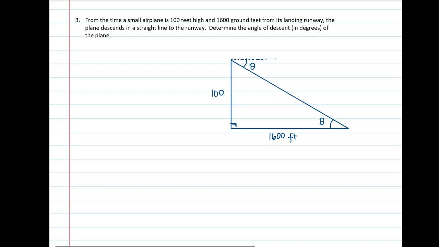So once we have our angle in place, then we're going to set this up, right? Notice this is the first time we are doing a problem where we're not given the angle, and in fact that's the very thing we're trying to find.